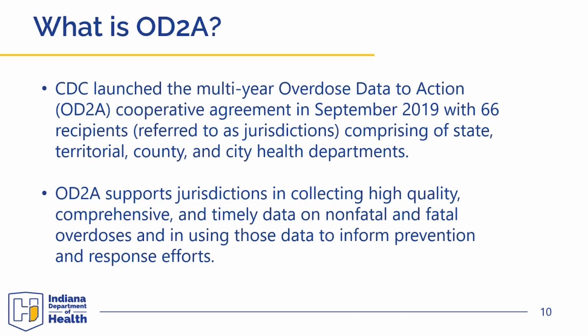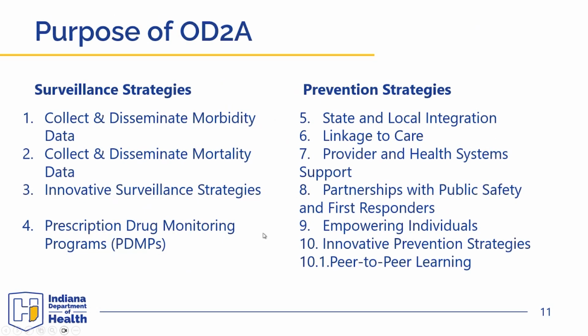Essentially, OD2A supports jurisdictions in collecting high-quality, comprehensive, and timely data on both non-fatal and fatal overdoses, and using that data to inform prevention and response efforts. The main goals of this OD2A grant have been broken up into 10 different strategies, with 4 of those strategies focusing on surveillance efforts, and the other 6 focusing on prevention. For this seminar today, we'll be focusing more on the surveillance strategies. Camille will jump into some of the prevention efforts that we have. I wish that we had hours and hours so I could talk to you all about the prevention strategies as well, but for now we'll be focusing on surveillance.